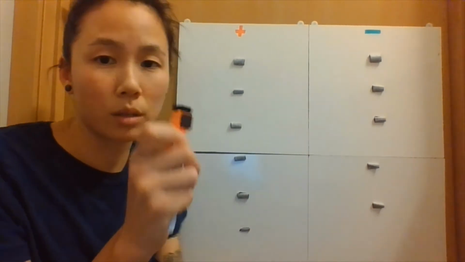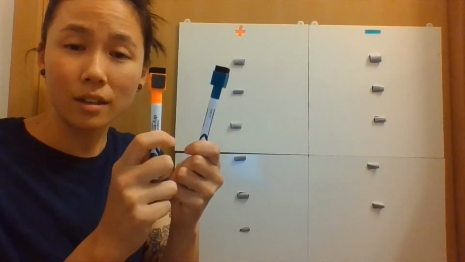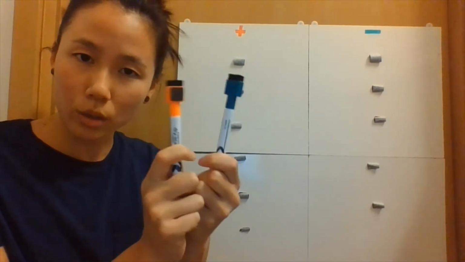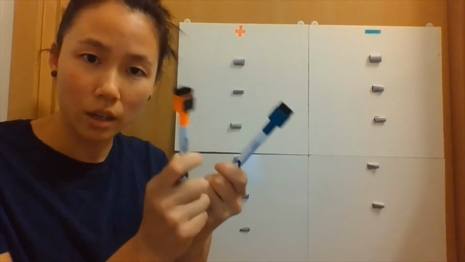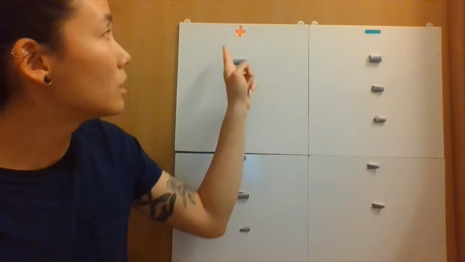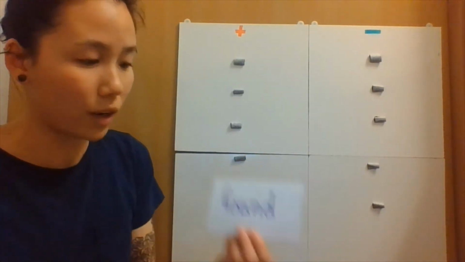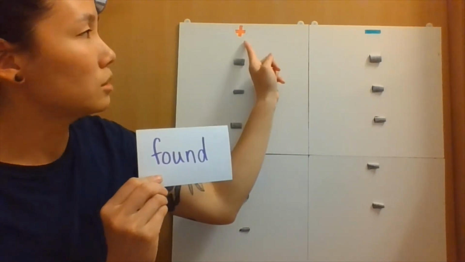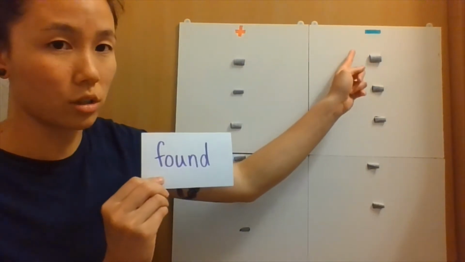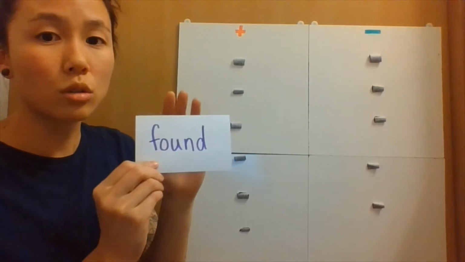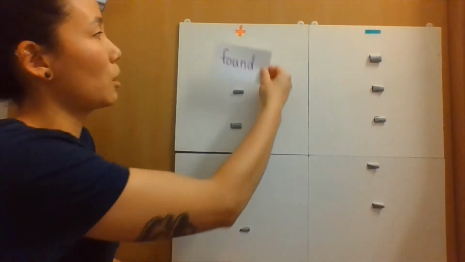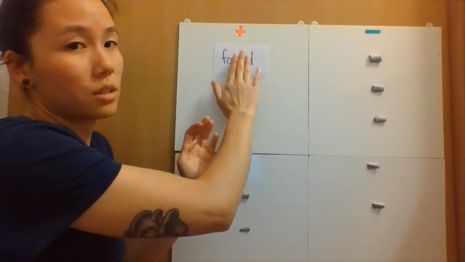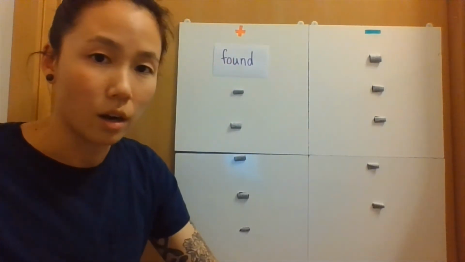If I have 1 marker and then, oh, I find another one, do I have more markers or do I have less markers? I have more. So I know then when I see the word found, is it going to be addition usually or subtraction? Yeah, it's usually going to be addition. So I'm going to put found right here on the addition side.